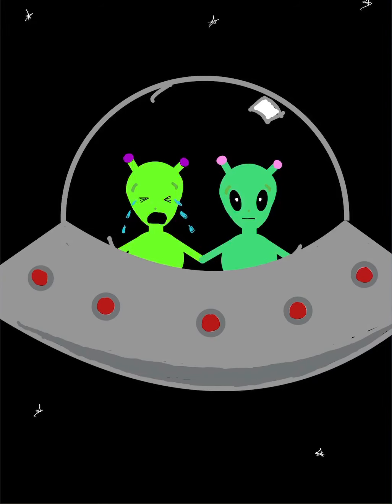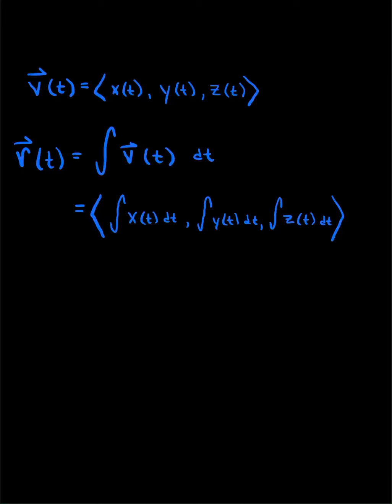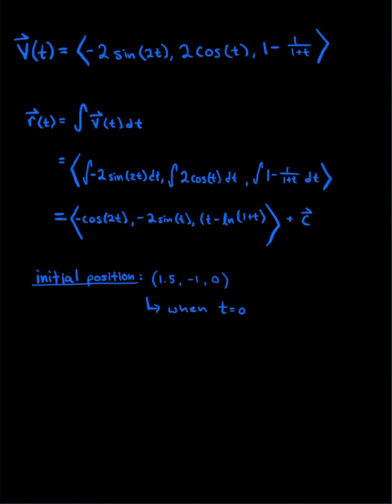Zeeble, calm down. Luckily, Horus remembers from outer space calculus that the position vector is simply the indefinite integral of the velocity vector. To integrate a vector, you can simply integrate each component function of the vector. They know that the moon's velocity vector is v equals negative 2 sine of 2t plus 2 cosine t, 1 minus 1 over 1 plus t.